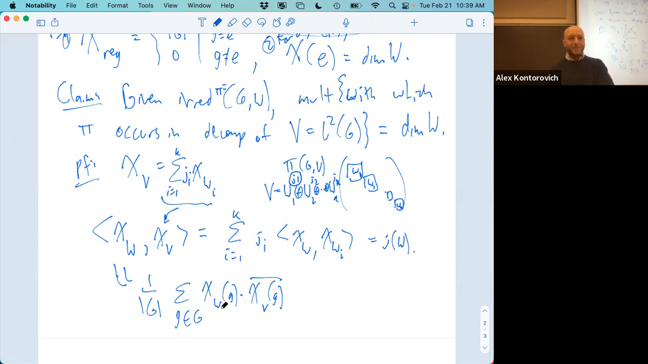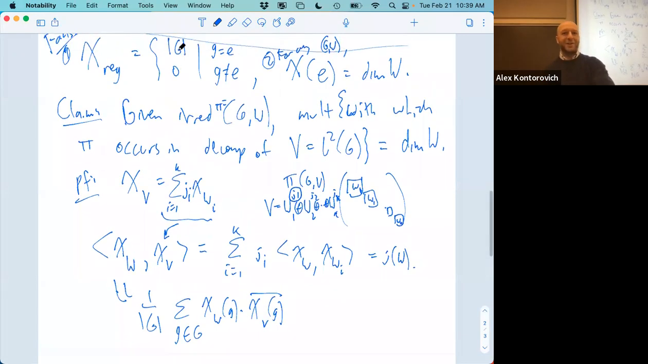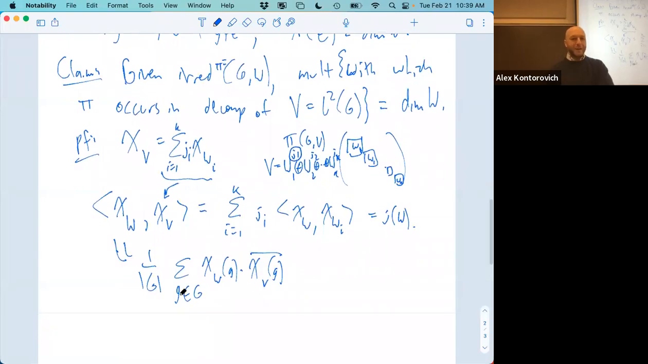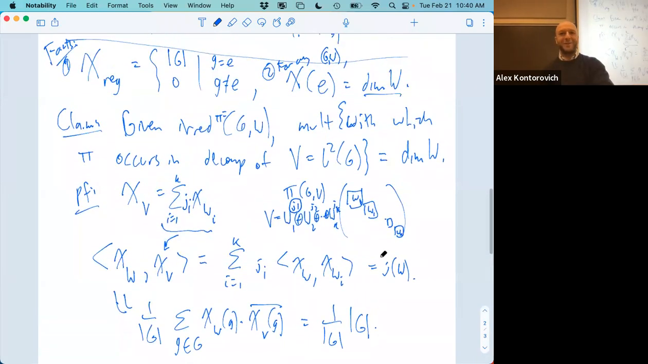What happens here? Well, we know what this character is exactly. This character is the size of G or 0. So it's 0 on everything except the identity element. The only thing that contributes is the identity element. And what does it contribute? Here it contributes a factor of G. Here it contributes the dimension of W.